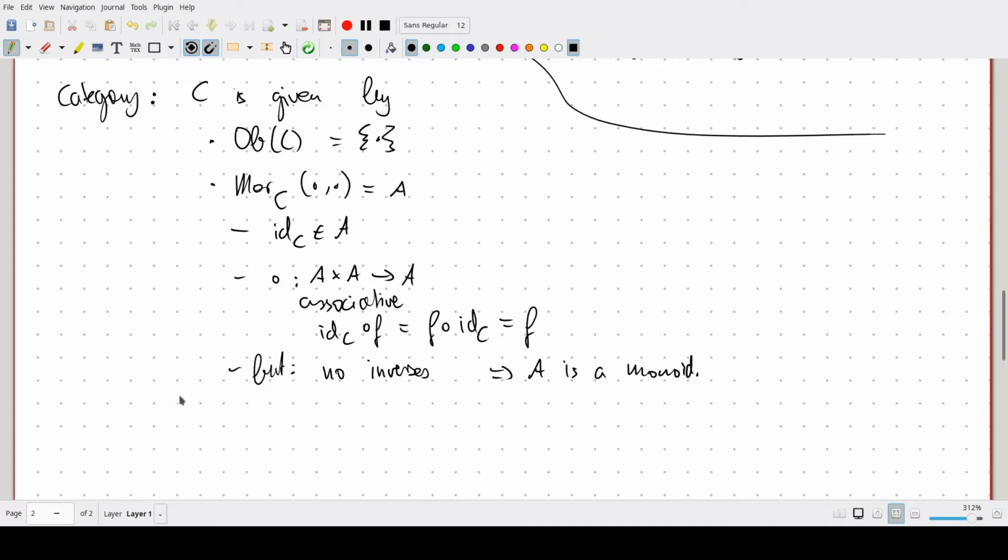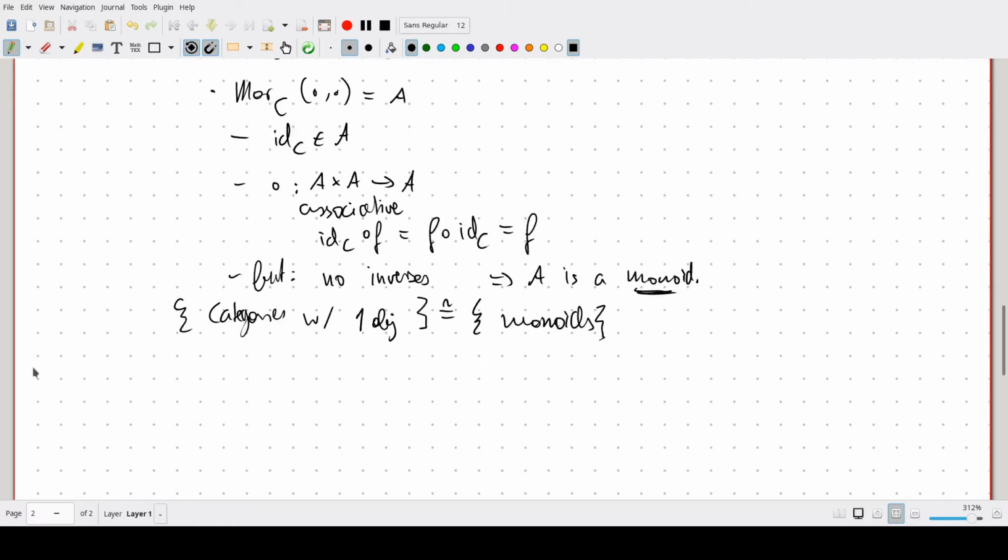So we can sort of say that categories with one object are in bijection to monoids. And this is also where the word monoid comes from, or at least I choose to believe that this is where it comes from, because mono means one. So yeah, one object categories.